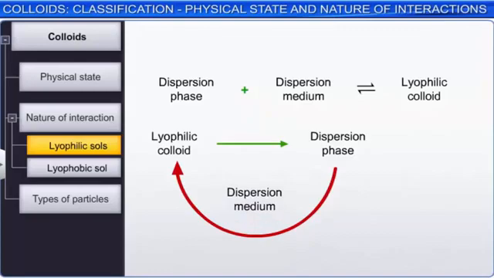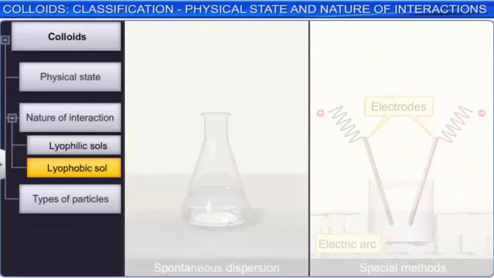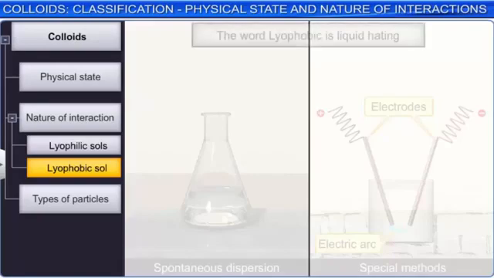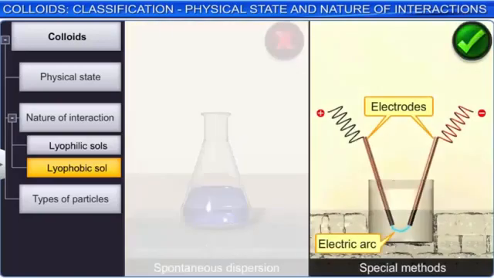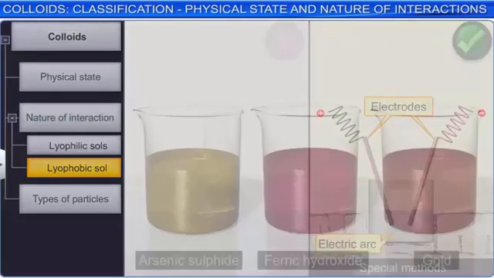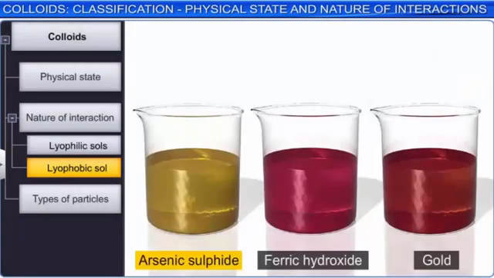Let us now discuss the second category of colloids: lyophobic colloids. The word lyophobic means liquid-hating. Lyophobic colloids cannot be formed by spontaneous dispersion in the medium, but can be prepared only by special methods. Arsenic sulfide, ferric hydroxide, gold, and other metals form lyophobic colloids.